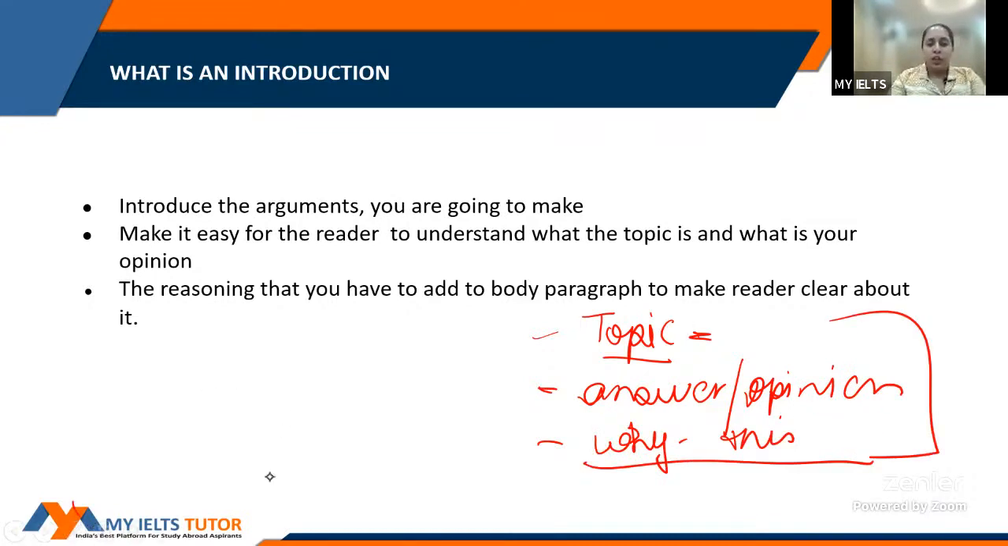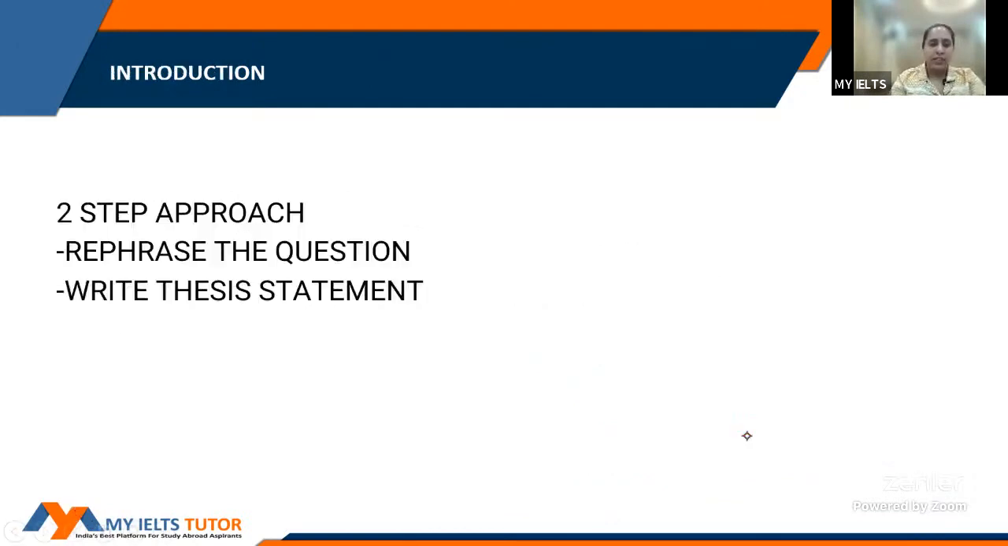How we'll be writing these three things, let's understand. A simple two-step approach. We have to follow a simple two-step approach when we are writing an introduction. What does this two-step approach include? It's rephrasing and writing a thesis statement.